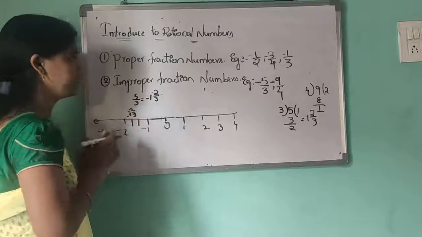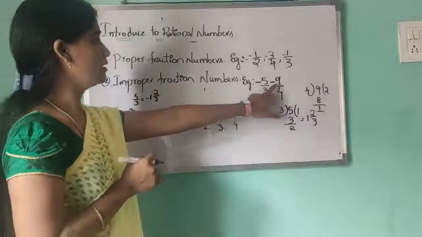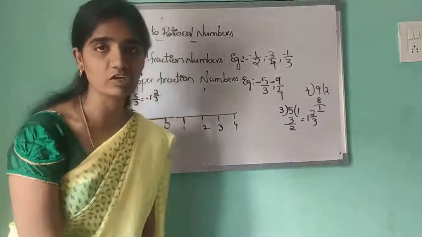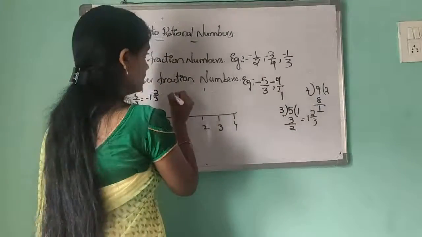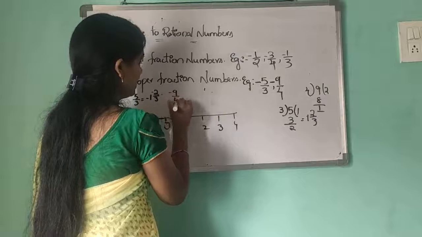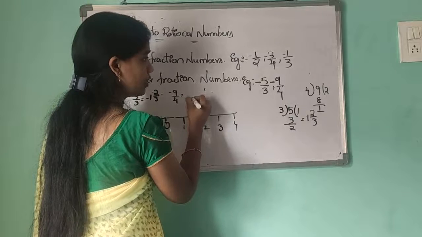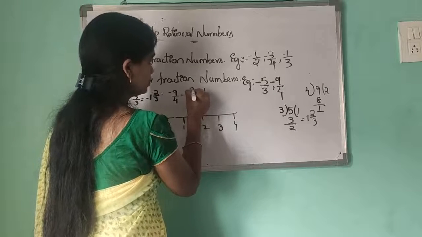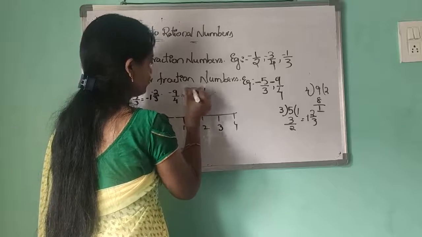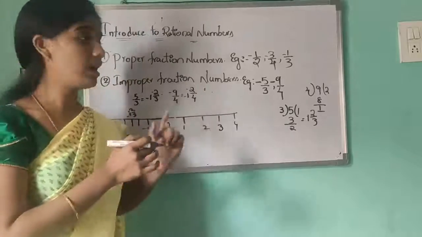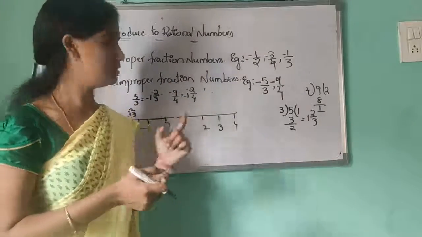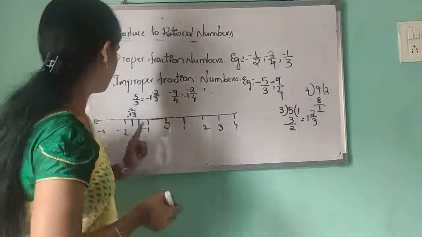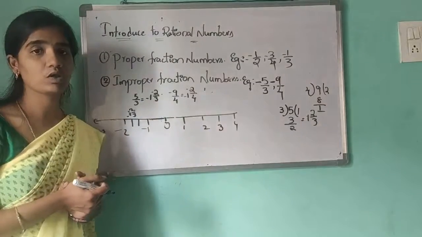Coming to the second one, minus 9 by 4, an improper fraction. You have to convert it into a mixed fraction. So the value of minus 9 by 4 is equal to minus 1, 2 by 4. It lies in between minus 1 and minus 2.